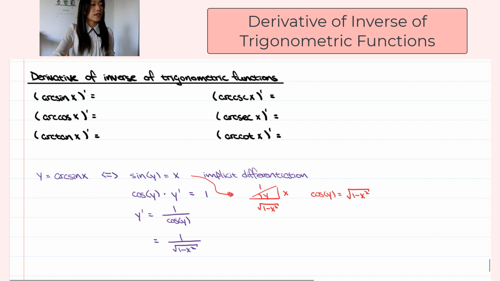So now we get to the first derivative. Derivative of arcsine of x would be 1 over square root of 1 minus x squared.